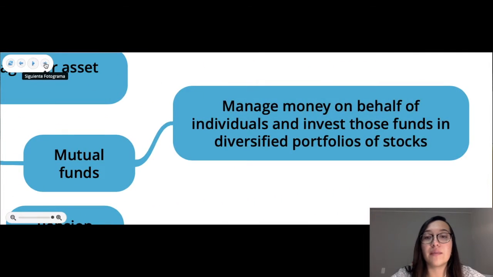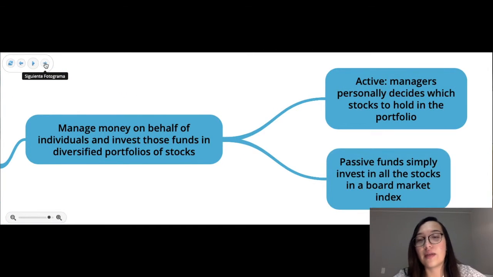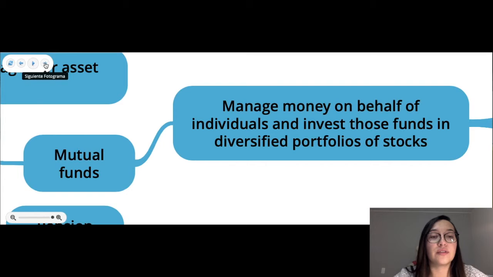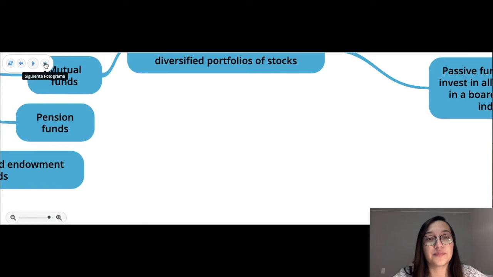Mutual funds manage money on behalf of individuals and invest those funds in diversified portfolios of stocks. In mutual funds, we have active and passive. Active managers personally decide which stocks to hold in the portfolio, and passive funds simply invest in all the stocks in a broad market index. An example of a Colombian mutual fund is Fondo de Inversión Colectiva.